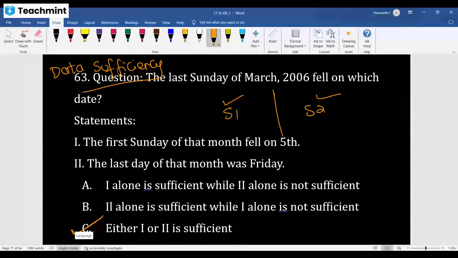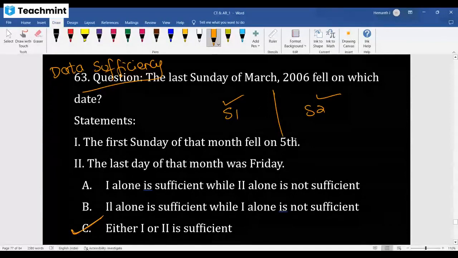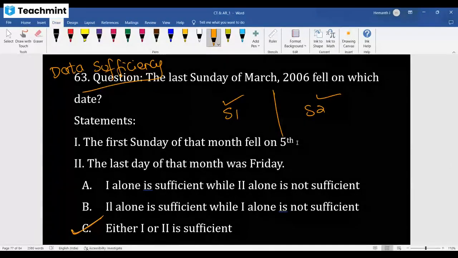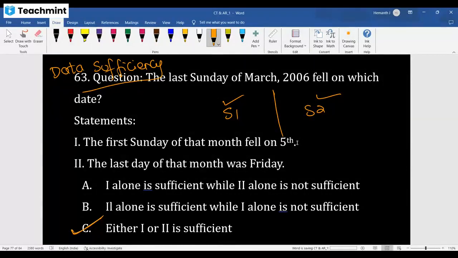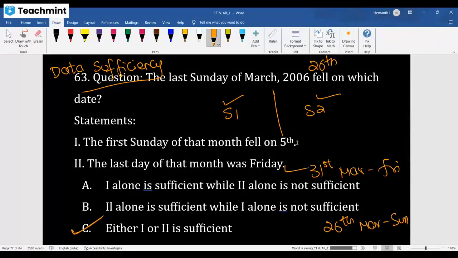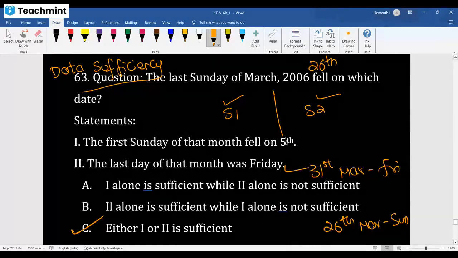Yes, the 5th is the first Sunday. Seven days after, the 12th is the next Sunday. Seven days after, the 19th is the next Sunday. Seven days after, the 26th is the next Sunday. Every seven days the same thing will come. So the 26th is the last Sunday. Here also the 31st is a Friday, five days after Sunday. So definitely the 26th March is Sunday. The 26th Sunday, the 27th Monday, if we keep going, the 31st will be Friday. So statement one alone, statement two alone, you can answer.